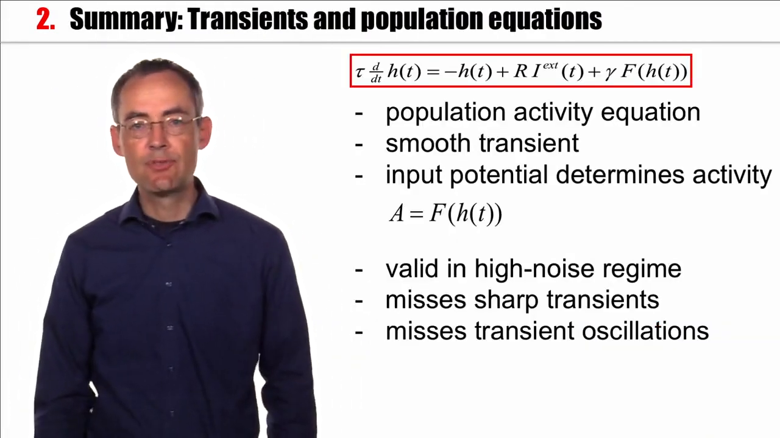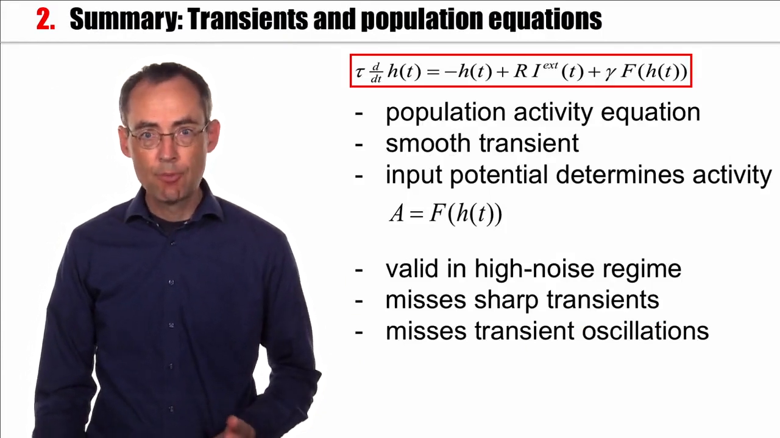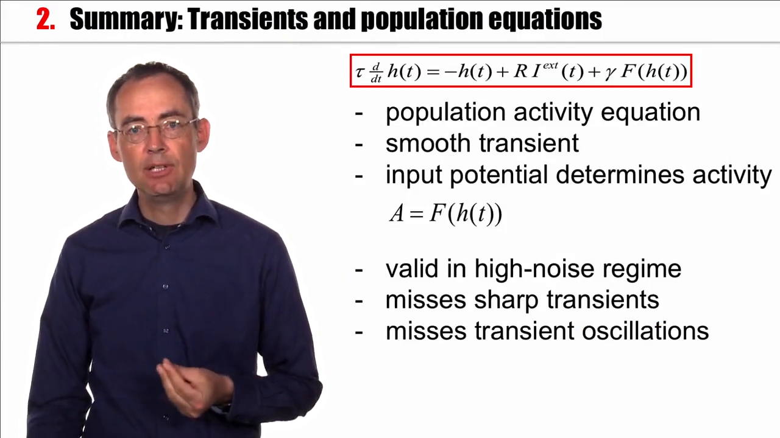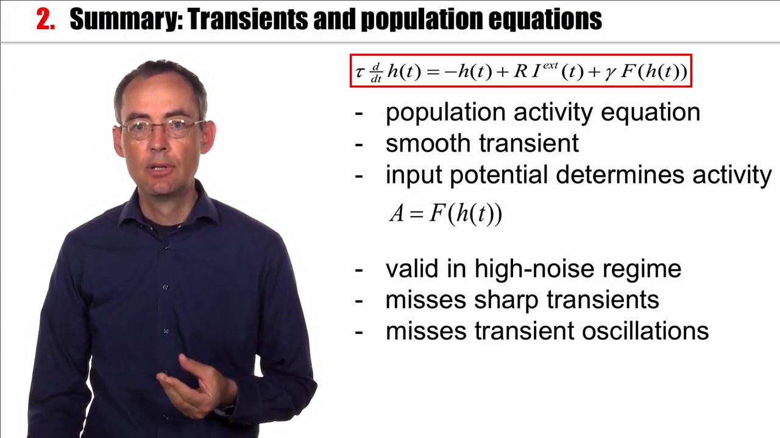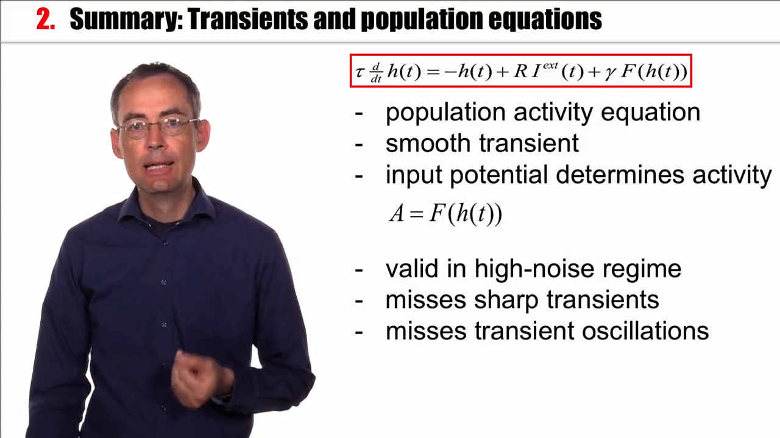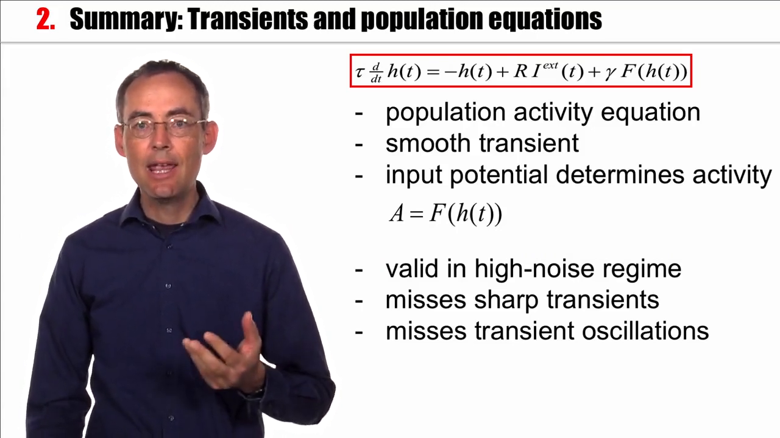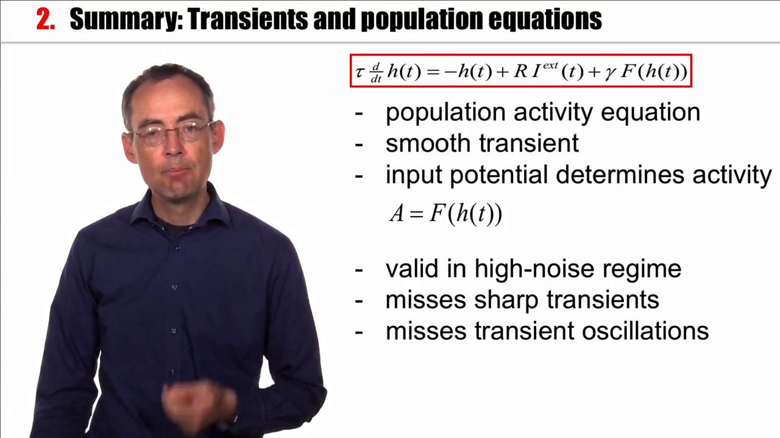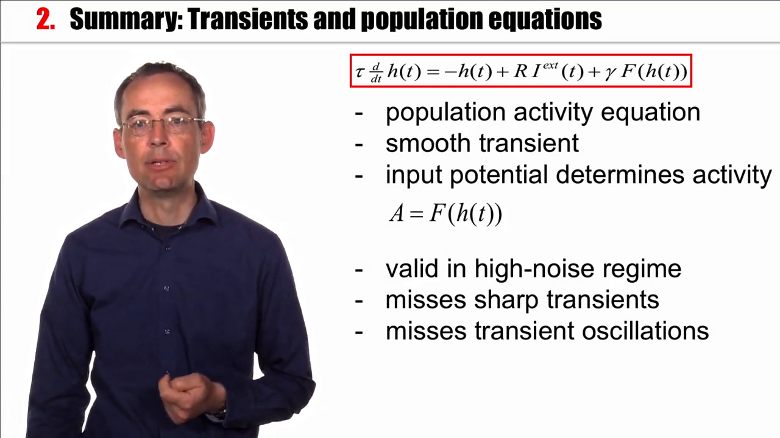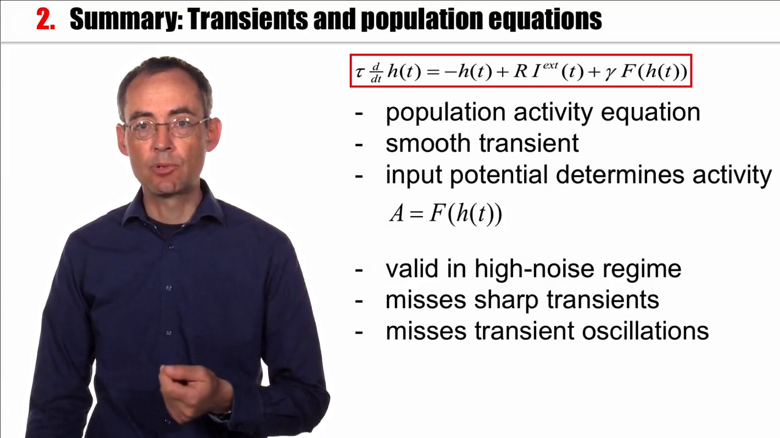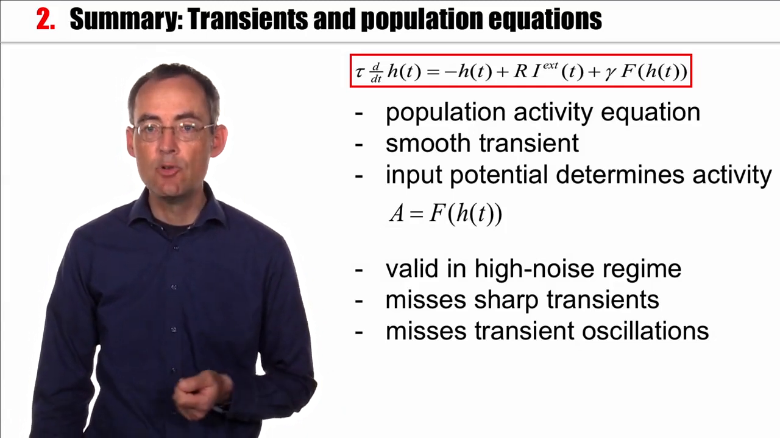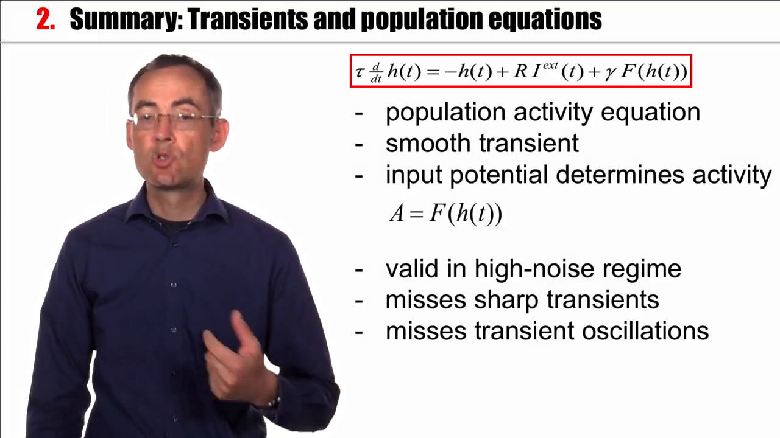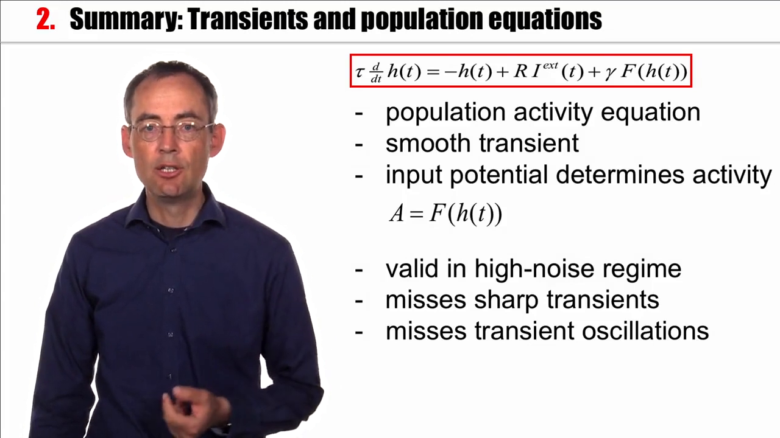So let me summarize what we have seen. I've derived a population activity equation, and we see that this population activity equation has smooth transients. It has smooth transients because the population activity reflects the input potential, or to put it differently, the input potential determines the activity. But this is valid only in the high noise limit. It misses the sharp transients that we would see at low noise, and it misses the transient oscillations that we will see in spiking neurons working in the low noise regime.